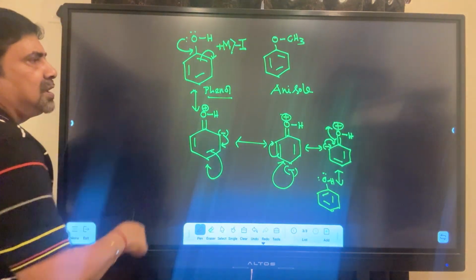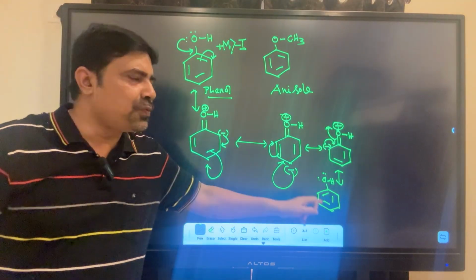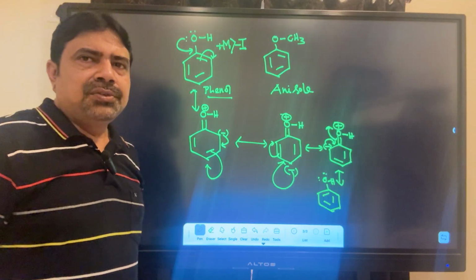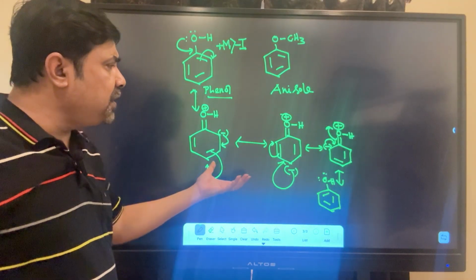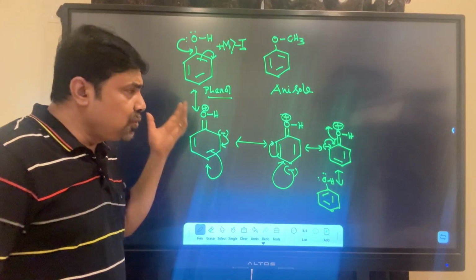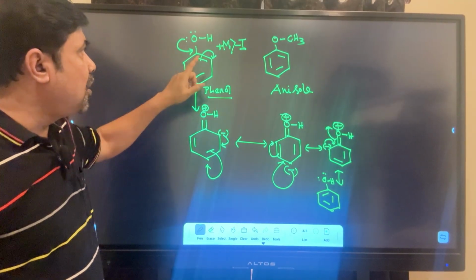There are 5 resonating structures we are getting. Including this one, 1, 2, 3, 4, 5 resonating structures we are getting. All are resonating structures. So now, if you look very carefully, then what we can say over here is, due to this +M effect, electron density in the ortho positions.